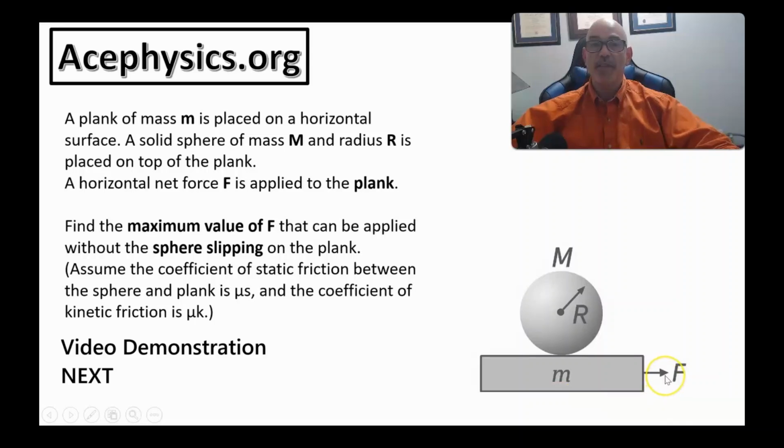Here's a plank. You can think of this as a book, and there's a spherical mass on top of the book. If you apply a force to the book, it's going to move the book forward. It's also going to move the sphere forward. However, it applies a torque to the sphere, so the sphere will rotate backward. So the sphere is not going to move forward as much as the book does. Let's look at a demonstration I did to help visualize this problem.